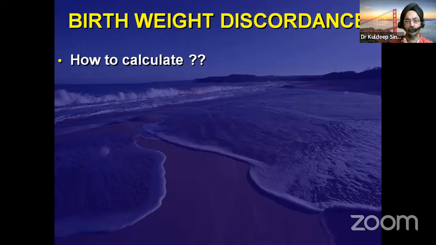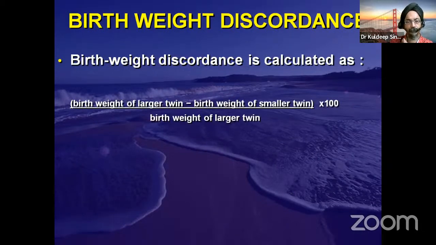How do we calculate the discordance? The larger twin minus the smaller twin weight, divided by the larger twin weight, into 100. That's how the discordancy is calculated. And you all have to make a habit of, the moment you cross your second trimester or you've done your anomaly scan, try and mention the discordancy.